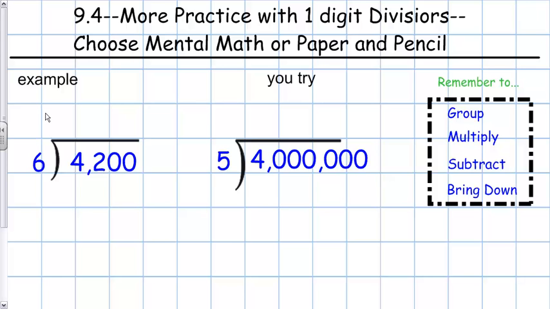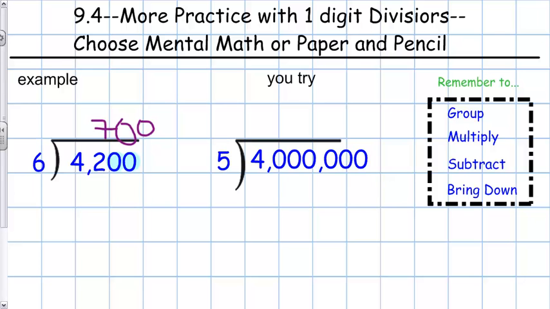I have 4,200 divided by 6. I'm choosing to use mental math here because I have zeros at the end. So I know this is a problem that I can break down and use my very basic division or multiplication facts. So I know that 42 divided by 6 is 7. So I'm going to put my 7 up here. And then this is when I get to count my extra zeros. So I have 1, 2 zeros. So I'm going to have 700 up here.